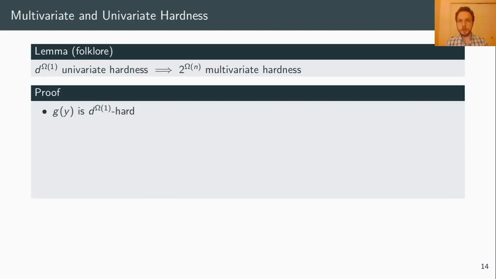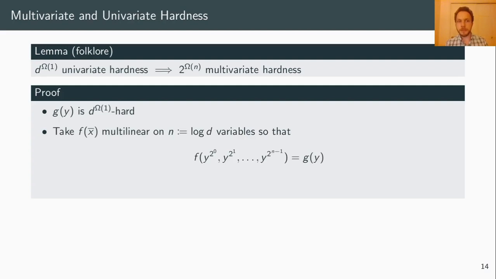What I'm going to do is take this and build a multilinear polynomial f on about log d variables so that this identity holds. The way you should think about this is I'm taking each y term in g, looking at its exponent, and writing it in binary using these variables x that appear in f. The reason you do this is it gives you a bijection between the monomials of g and the monomials of f. But that's not so important.